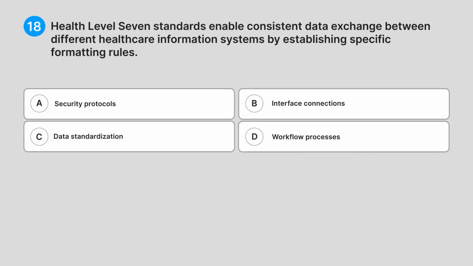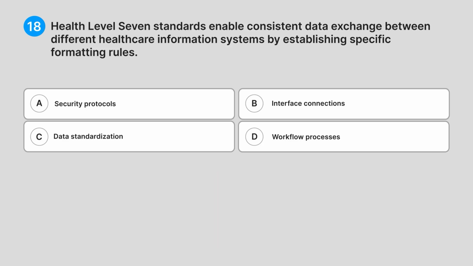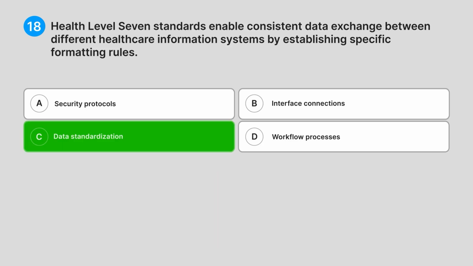18. Health Level 7 standards enable consistent data exchange between different healthcare information systems by establishing specific formatting rules. A. Security protocols. B. Interface connections. C. Data standardization. D. Workflow processes. Do you know the answer? Correct answer, C. Data standardization.